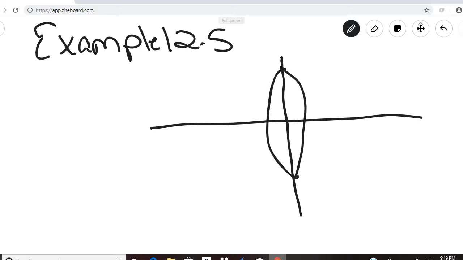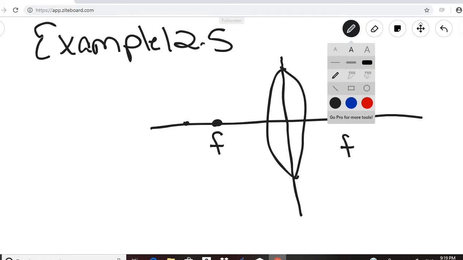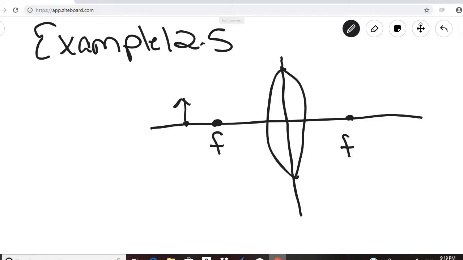Okay, so let's draw our focal points first. So we'll say that's 7, and there's going to be a focal point on both sides, same distance, 7. And then it says that our object, so if that's 7, we'll say this is 10. So our object is 10 centimeters from, and we're measuring this from the center of the lens. So we're measuring this, that's 7, that's 7, that's 10. Okay, so what would this object look like?